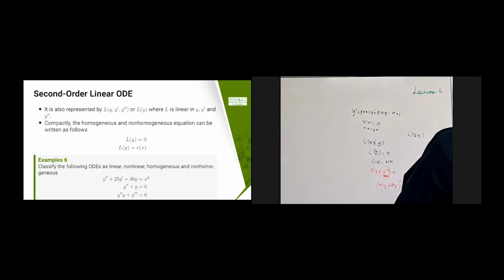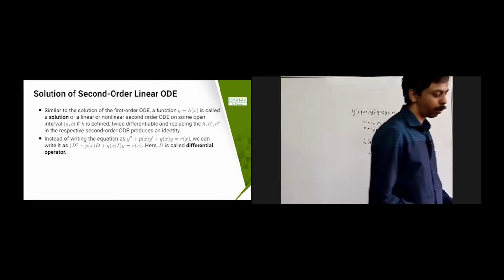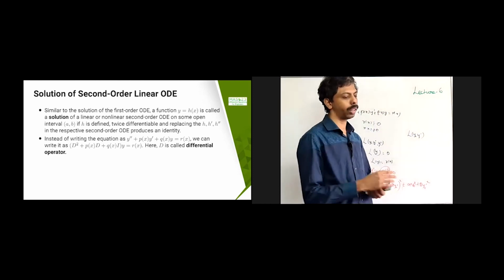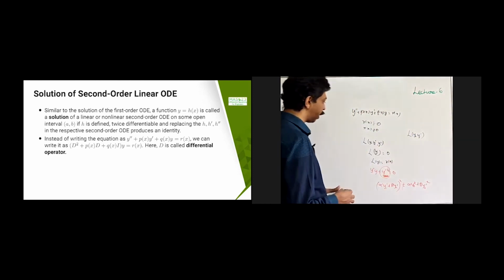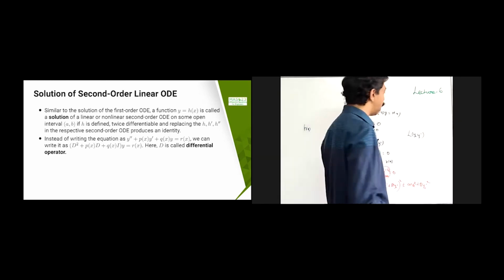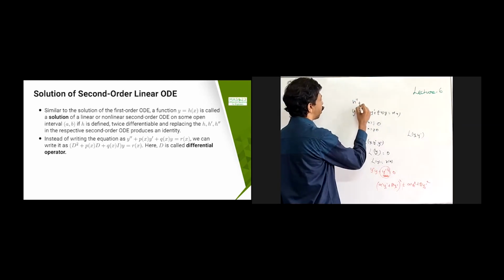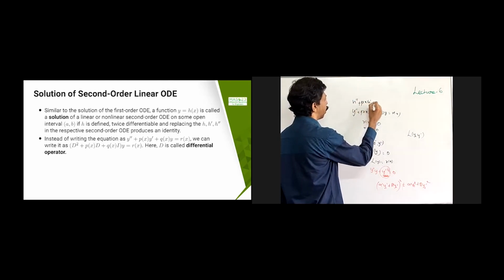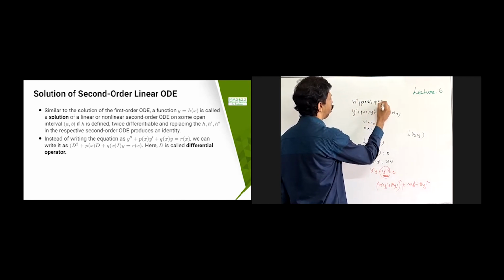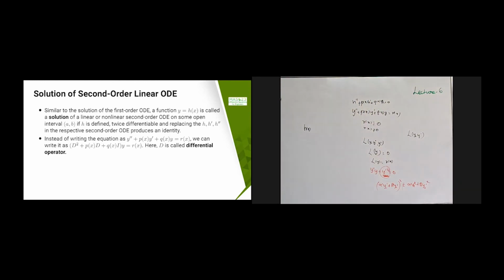That's all. Now we are going to see the solution of the second order linear ODE. Similar to the solution of the first order ODE, the solution is defined in the same way. Suppose phi of x is a function which is 2 times differentiable, and we substitute it wherever y is there. So phi double dash plus p of x into phi dash plus q of x into phi equal to 0 comes. Then we say that phi is called the solution of the second order ODE on some particular interval.